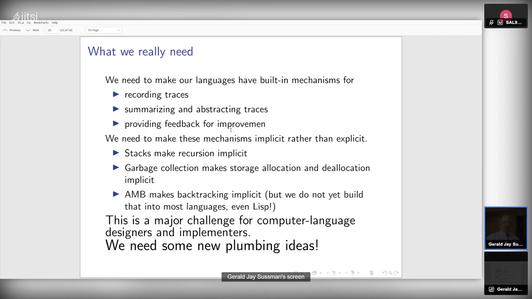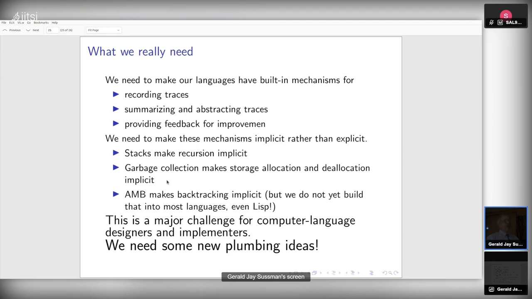The same way, in the old days, way back at the beginning, when Fortran had no recursion, we invented stacks to make recursion implicit. That was one of the things that Algol and Lisp did at the beginning, and the very first thing that did that, I suppose, is IPL5. We invented garbage collection to make storage allocation and deallocation implicit. And for those of you who know SICP, my book, AMB makes backtracking implicit. But we don't build that yet into most languages, even Lisp.